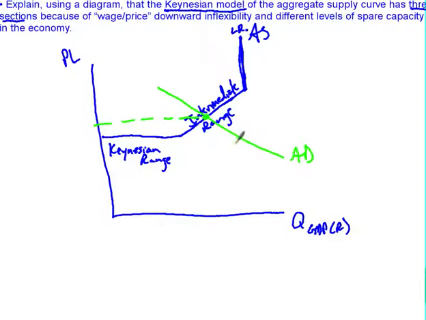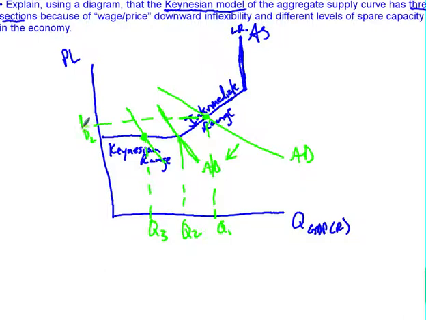All right, and so if something happens that's going to bring aggregate demand down, let's say it brings it down to there. What happens to the quantity and the price level? So the quantity goes down and the price level goes down, from there to there. Now, if we're here, what's going to happen if aggregate demand shifts to there? The quantity is going to go down, but notice what happens. The price level stays the same.